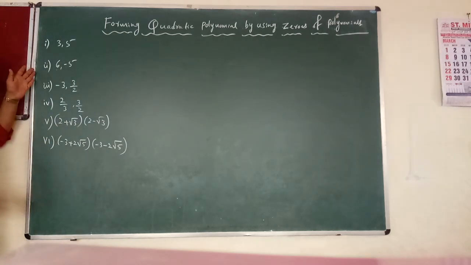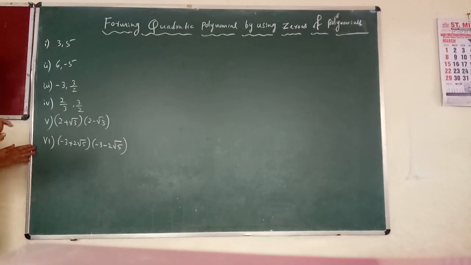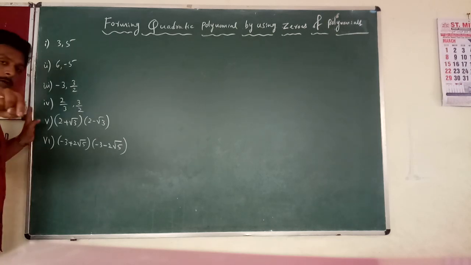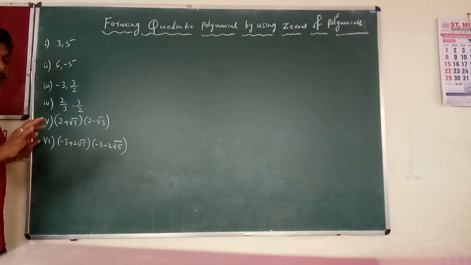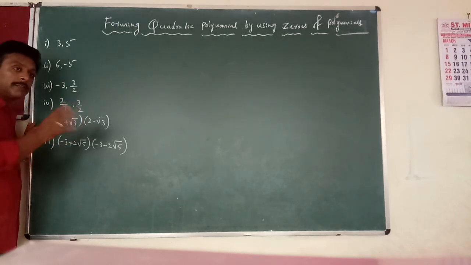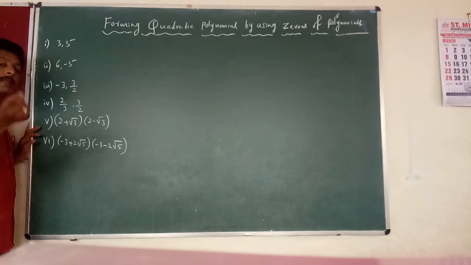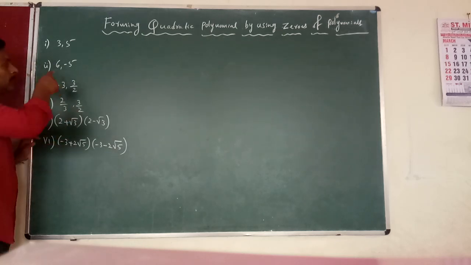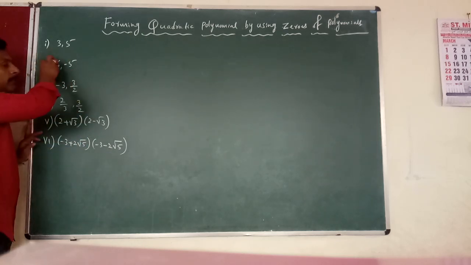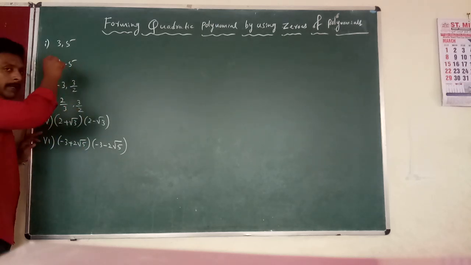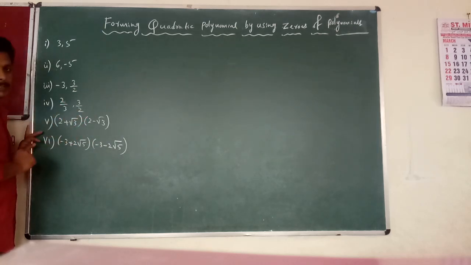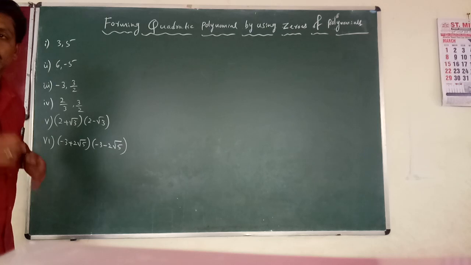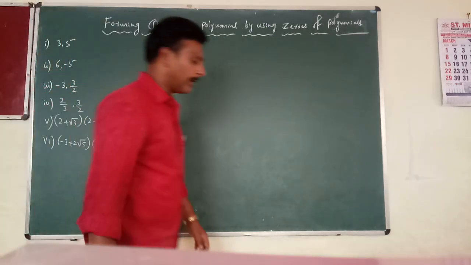Properly zoom in. These are the zeros of the quadratic polynomial. Which polynomial? Quadratic polynomial. That quadratic polynomial now we have to form. I repeat, they have given you zeros, not the sum of the zeros and product of the zeros. Yesterday we did that one. Today they have given us zeros. What does it mean? For example, 6 and minus 5: the first one is alpha, the second one is beta. After adding these two you will get alpha plus beta. After multiplying you will get alpha into beta. After that we will form the quadratic polynomial.